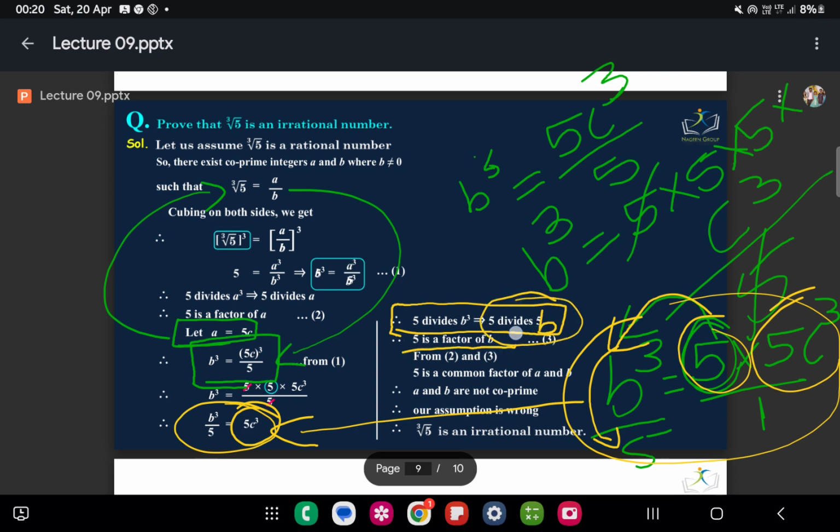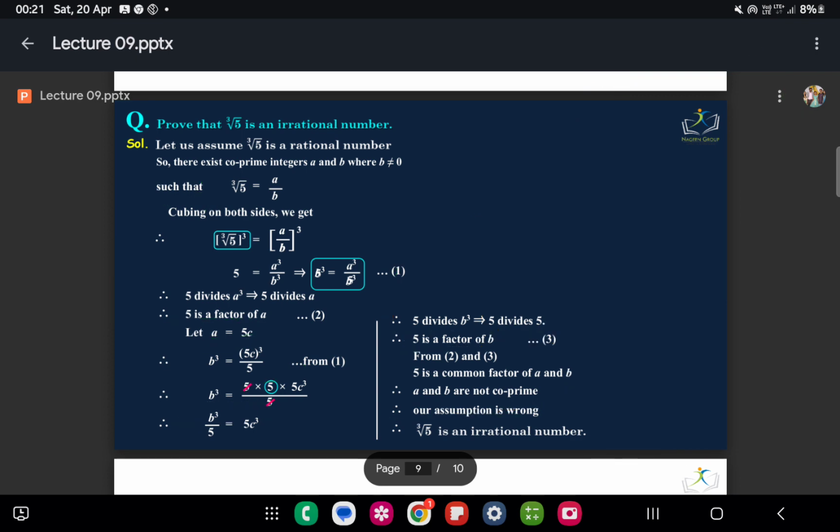So 5 is a factor of b. We take this as equation 3. Don't forget to write it is b: 5 divides b, so we can write that 5 is a factor of b. From equation 2 and 3, 5 is a common factor of a and b.